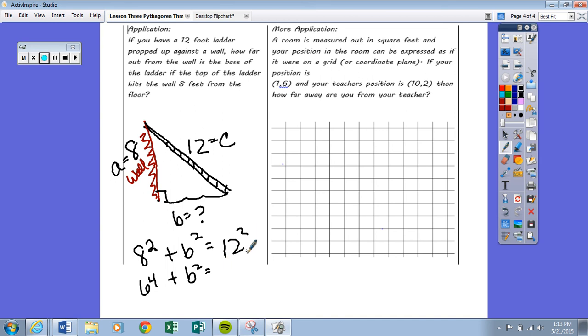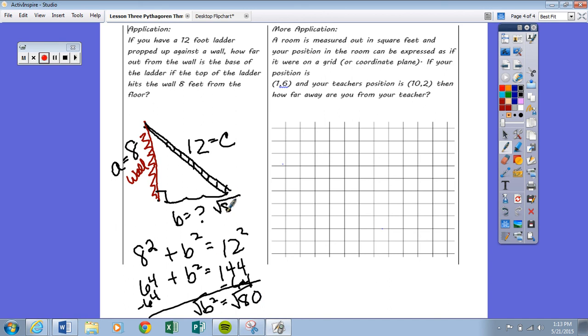Okay, 12 times 12, 144. Now, how do I solve for the b? Well, I need to get rid of 64. So I'm going to subtract it over, and I'm going to get b squared equals, that'll be a 0, I think that's 80. And then now, to get the b alone, I need to take the square root of both sides. So square root of 80 is my b.